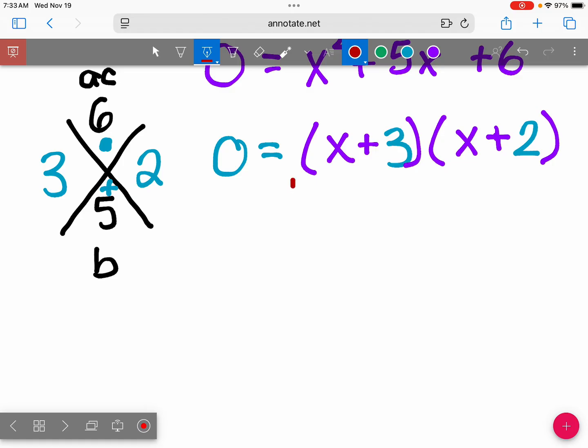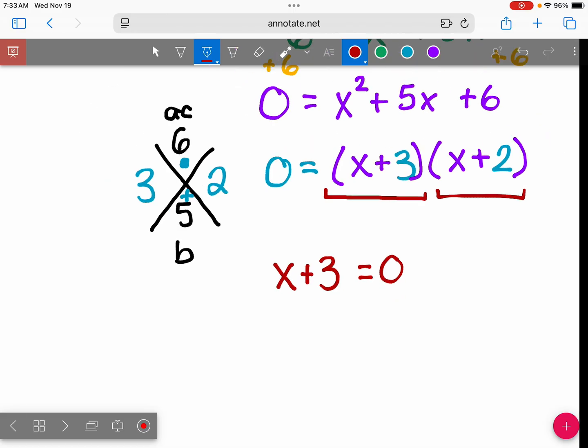So then what we need to do to find our solutions here is I need to get my solutions for these two factors. What do I do to find my solution for this factor? Set it equal to 0. So for each of these factors, I'm going to set them equal to 0.